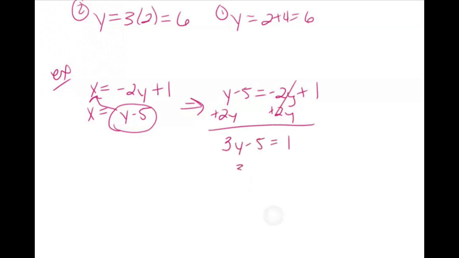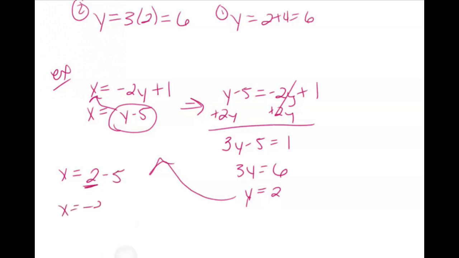So obviously now I'm solving for y. This is going to be 6, and y is going to equal 2. Now again, you're not done, right? You have to make a substitution. So I would go back over here and do x equals 2 minus 5, and x is going to equal negative 3. So my solution, don't forget this part, is negative 3, comma 2.